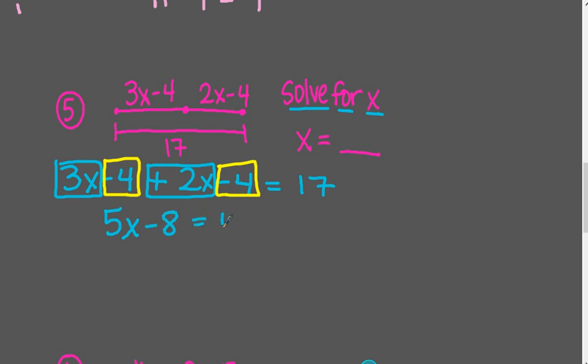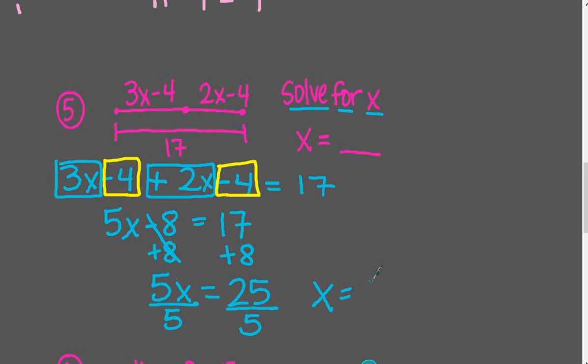Remember, if they're on the same side, just combine them as is. Once you move things to the opposite side, that's when you do the opposite operation, like right now. I have -8, so the opposite operation would be +8 plus 8. I'm left with 5x equals 25. Divide both sides by 5. I get x equals 5, right? 25 divided by 5. Boom.